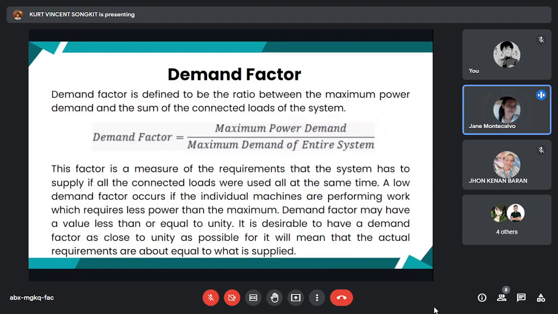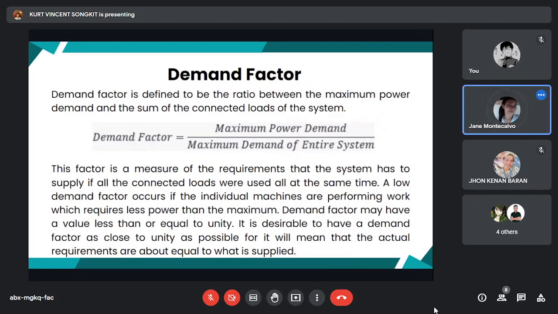For example, take a motor which is the prime mover of several machines, with a horsepower rating equal to the sum of the horsepower of the different machines connected to it. The sum of the horsepower of the individual machines is the total connected load. So in demand factor there is the term low demand factor. Low demand factor occurs if the individual machines are performing work which requires less power than the maximum. Thus, there is too much motor for the actual demand.